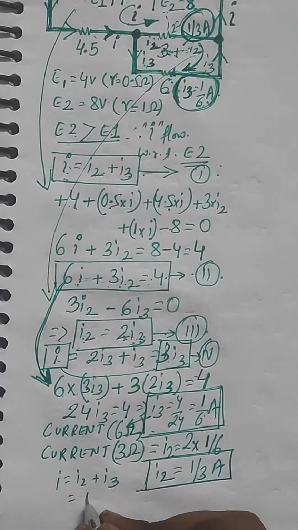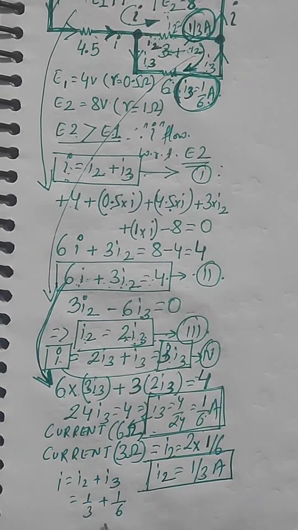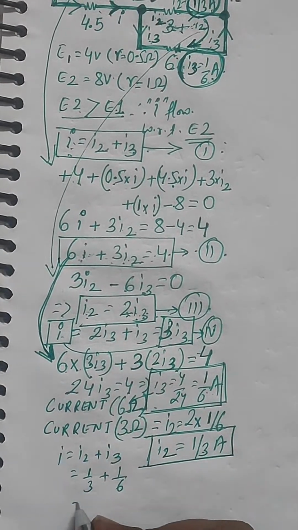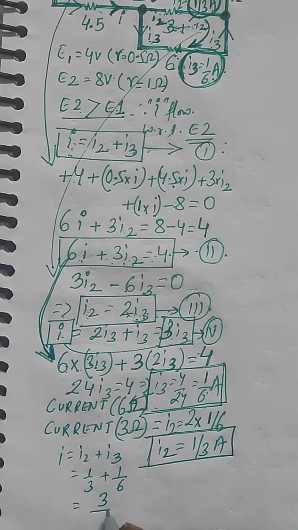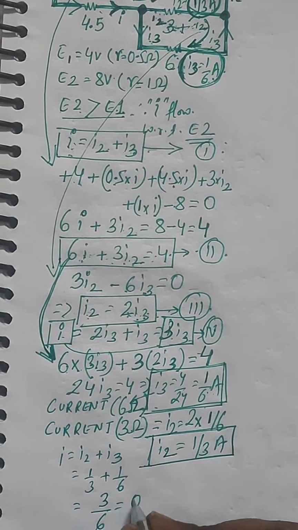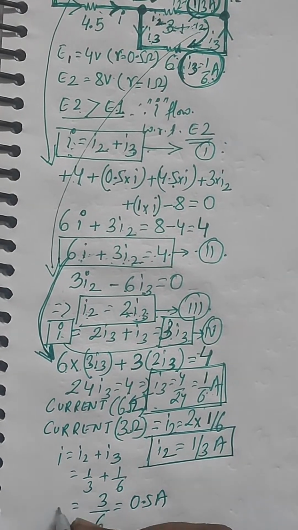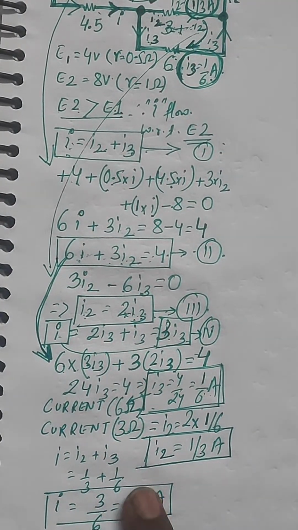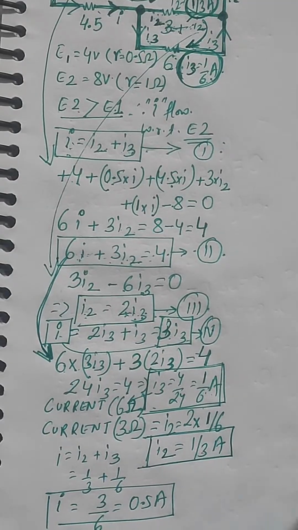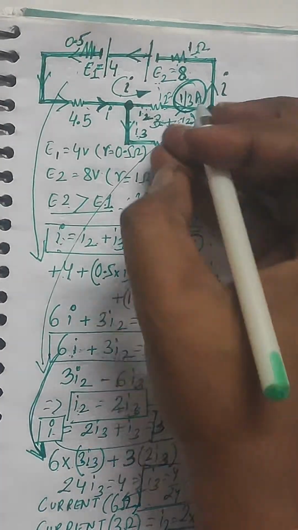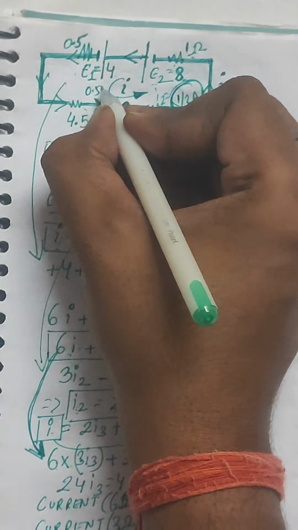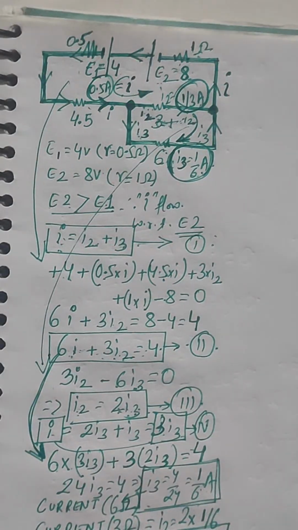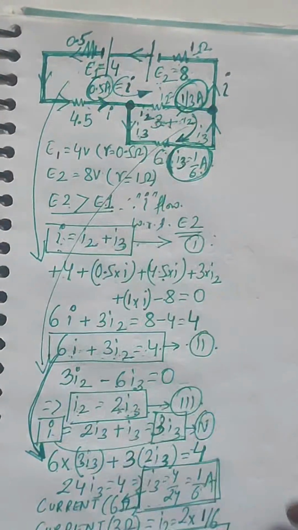So this will give you 1 by 3 plus 1 by 6, which will be coming as 3 by 6, which is equal to nothing but 0.5 ampere. So the current through the main branch is 0.5 ampere. Here you can see 0.5 ampere. So I equal to 0.5 ampere is the value of this I, which is flowing through this main circuit, right?